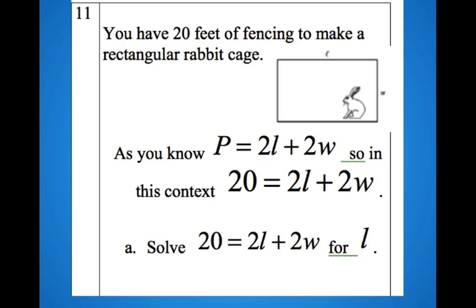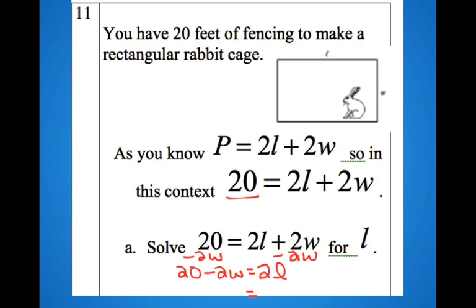Okay, should be the last application. So we just kind of run through the steps on this one. So we have the 20 feet of fencing. We have the perimeter, so the perimeter's set at 20 feet. We're going to solve this for L. So this is where we get the L by itself. So we subtract 2W. So that's 20 minus 2W equals 2L.